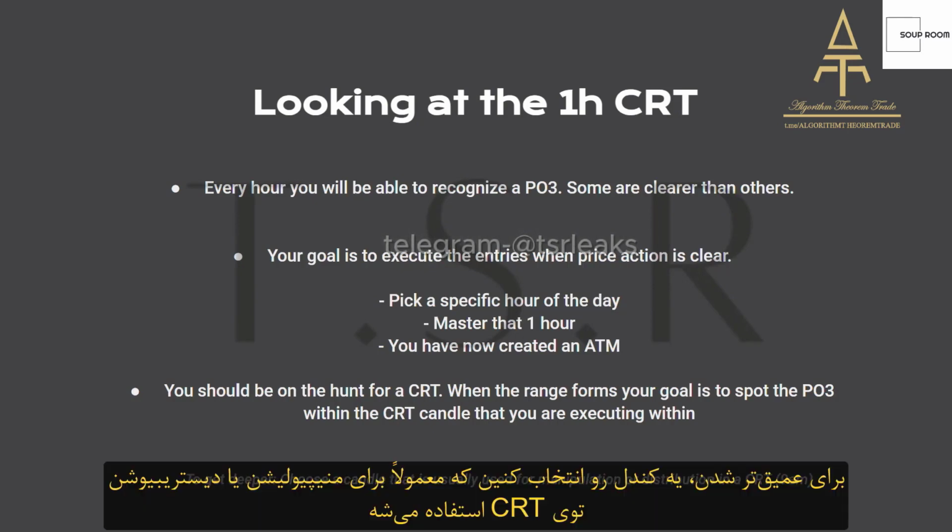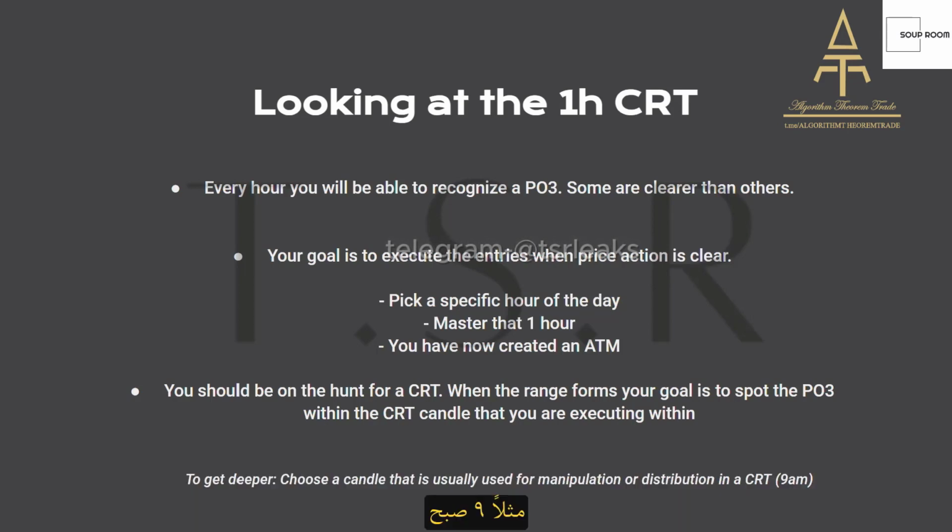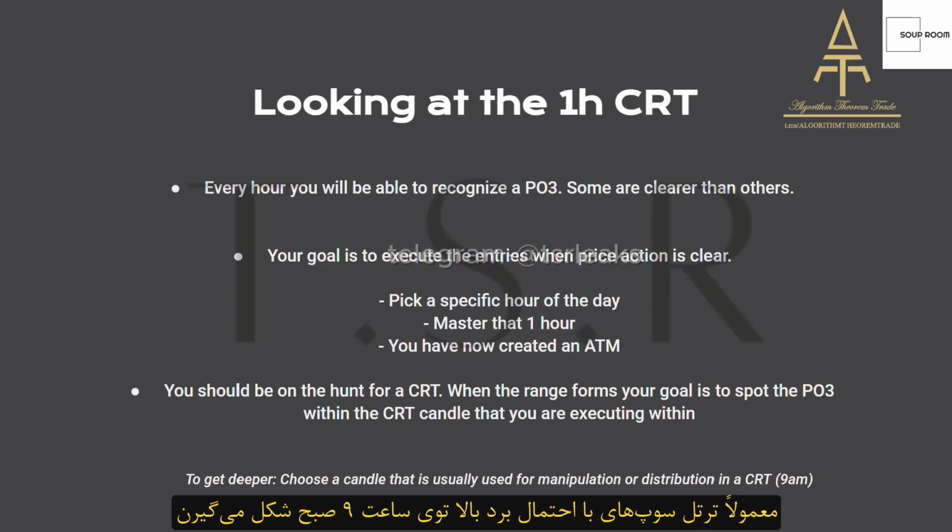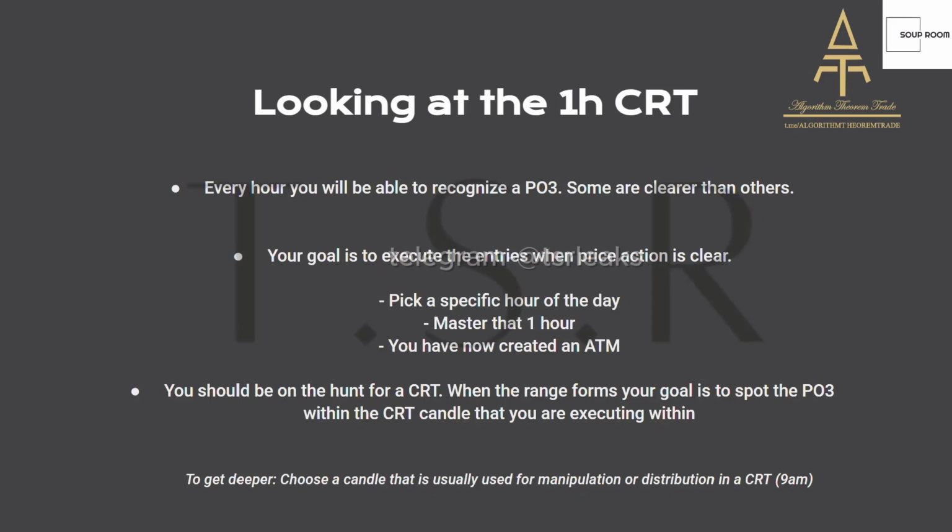To get deeper, choose a candle that is usually used for manipulation or distribution in a CRT. 9 a.m. is usually used as the manipulation candle. You will usually find high probability turtle soups form within the 9 a.m. hour.